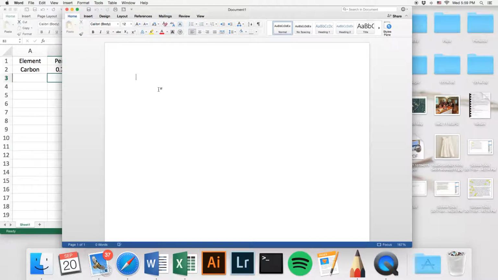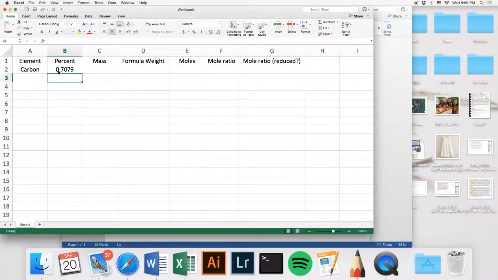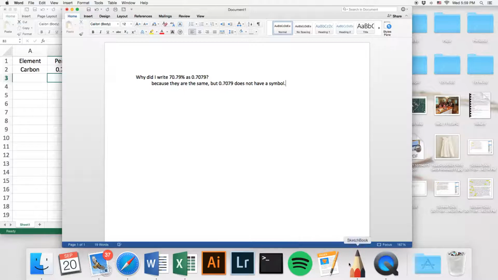I'm going to ask you a couple questions. Why did I write 70.79% as 0.7079? Okay, and the answer is because they are the same, but 0.7079 does not have a symbol. In other words, it's the number. This really means that, okay? So it means most of it, almost 100% of it is carbon. That's what that means. So let's go back here.